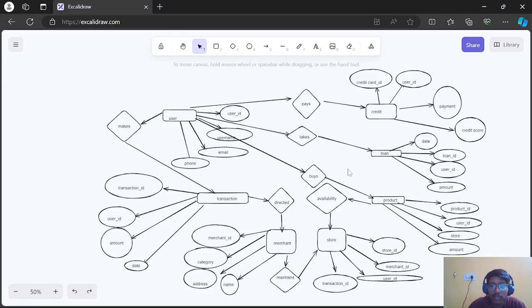We came to the last of the video. So this is a brief of what an ER diagram of the CRED app looks like. And I would like to thank my sir for giving me this opportunity to represent myself. And thanks.